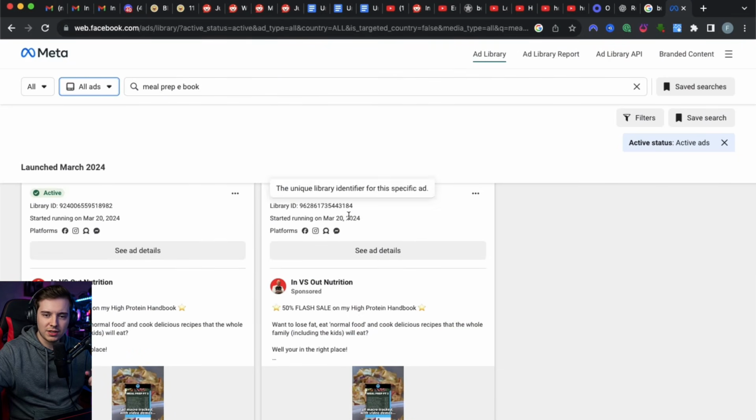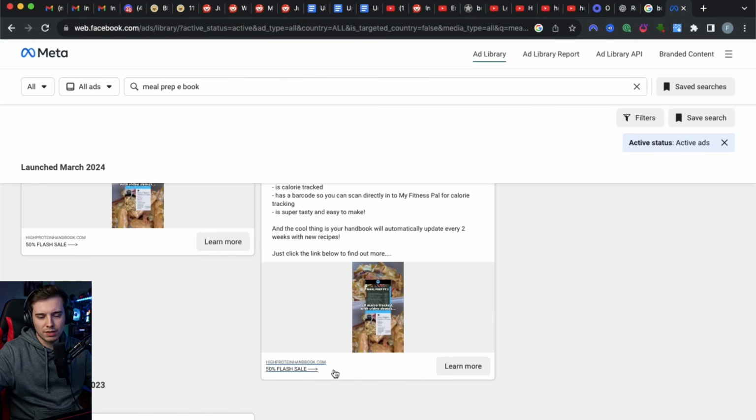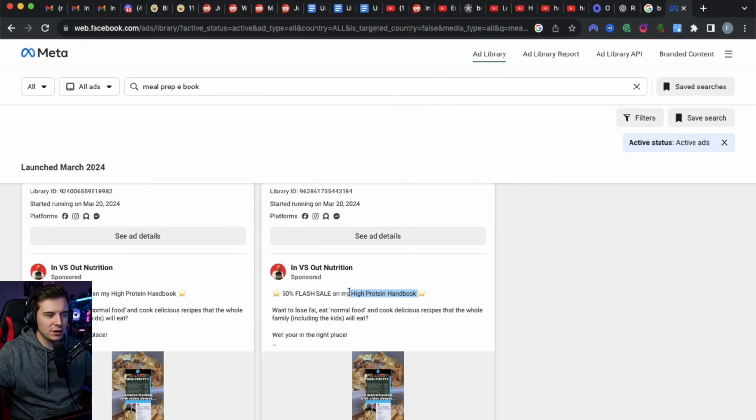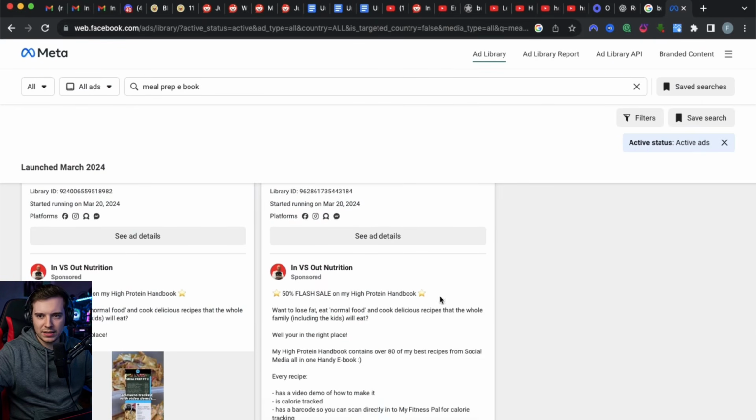We can even go as far as seeing how long these ads have been running. This one right here is crazy, because it has been running for over a year, since March 20th, 2024. This PDF is clearly selling and being profitable because no one will run paid ads on something for over a year if it is not profitable. If we go ahead and open the product, we can see they are selling an ebook, which basically is a PDF. As we can see for this ad, they are focusing on the losing fat angle.